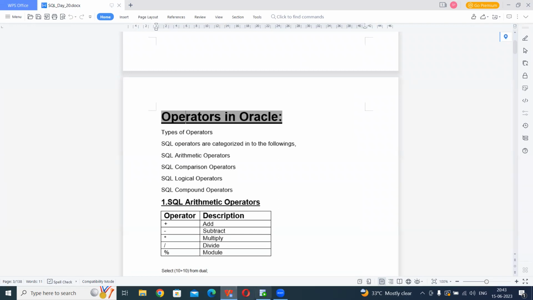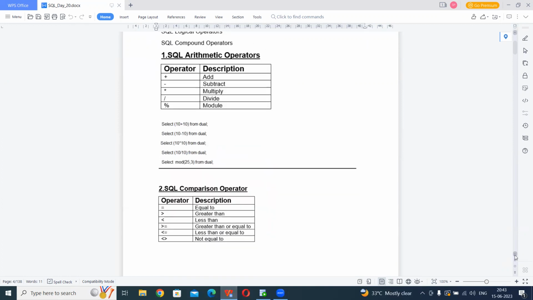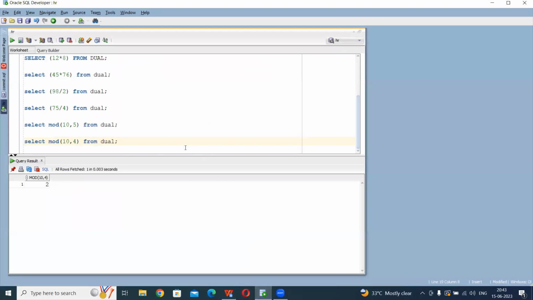So we'll go for the next operators we have. The next operators we have are SQL comparison operators. Now we'll see what are the operators that are there in these comparison operators. We have operators like equals to, greater than, less than, greater than equals to, less than equals to, and not equals to. These are the 6 operators that fall into comparison operators. So now we'll go to the database and write our query.